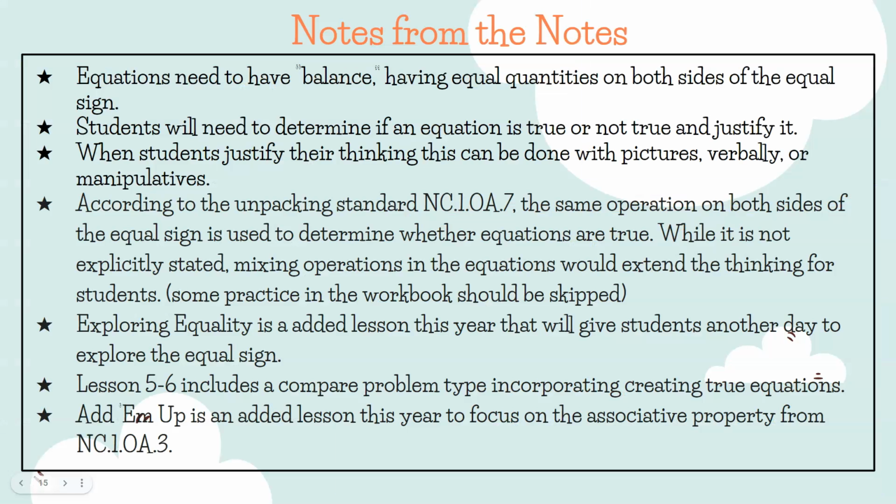Here are some notes from the notes. Equations need to have balance, having equal quantities on both sides of the equal sign. Students will need to determine if an equation is true or not true and justify it. When students justify their thinking, this can be done with pictures, verbally, or manipulatives. According to the Unpacking Standard NC1-087, the same operation on both sides of the equal sign is used to determine whether equations are true. While it is not explicitly stated, mixing operations in the equations would extend the thinking for students.